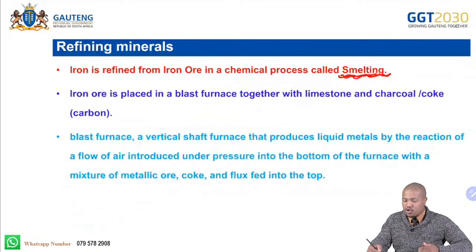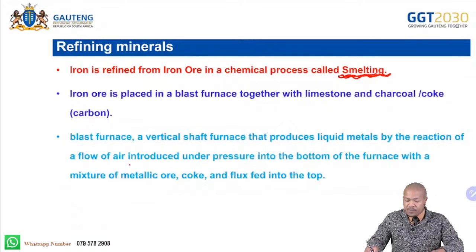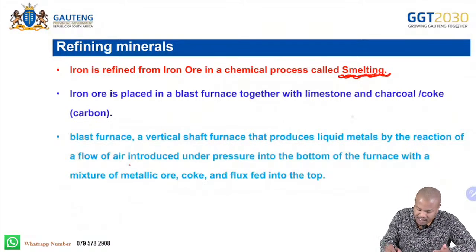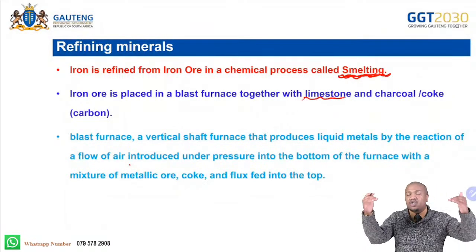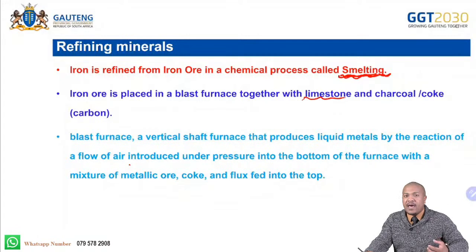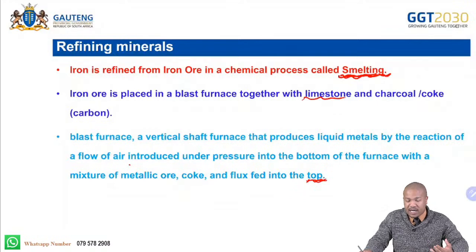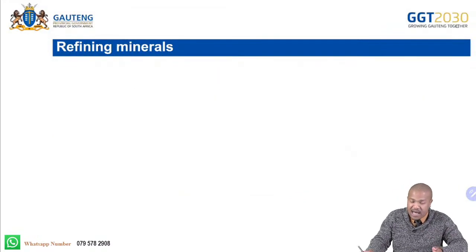So this blast furnace that we're talking about is a vertical shaft furnace. It produces liquid metals by the reaction of a flow of air introduced under pressure into the bottom of the furnace with a mixture of metallic ore, coke, and flux fed into the top. So what happens here? All the components are placed on top of the furnace, where they're going to experience a lot of pressure, and we're going to produce liquid iron. We're going to look at the process in the coming slides.